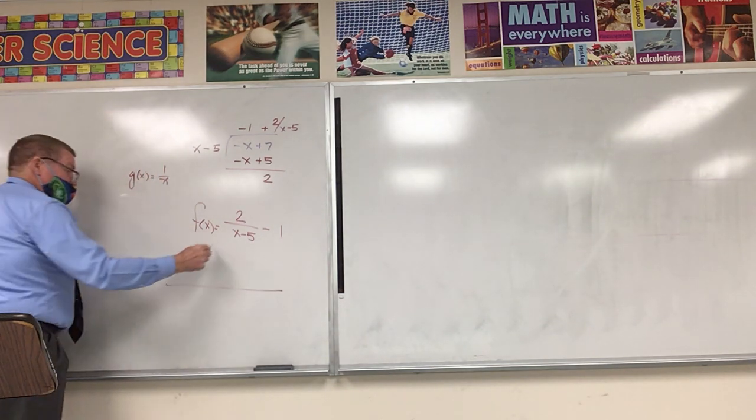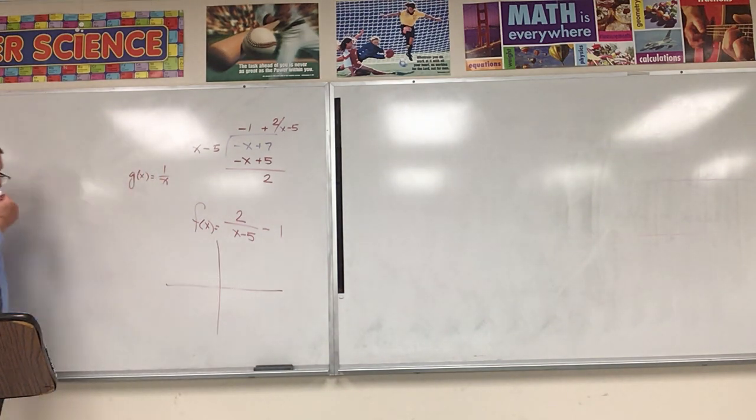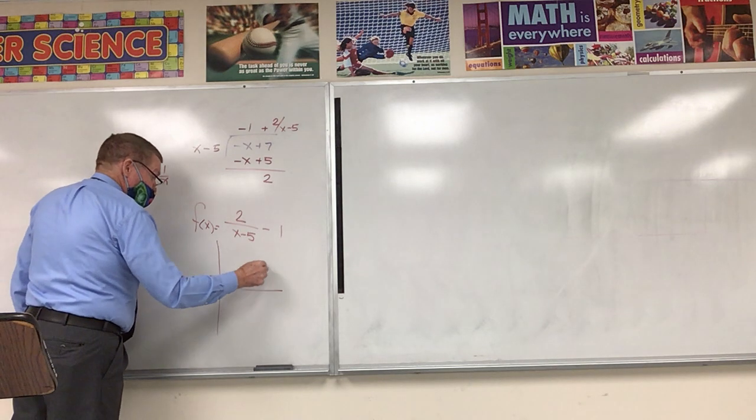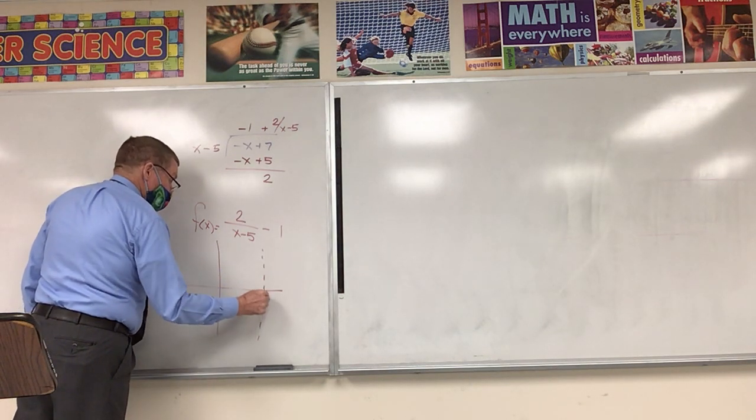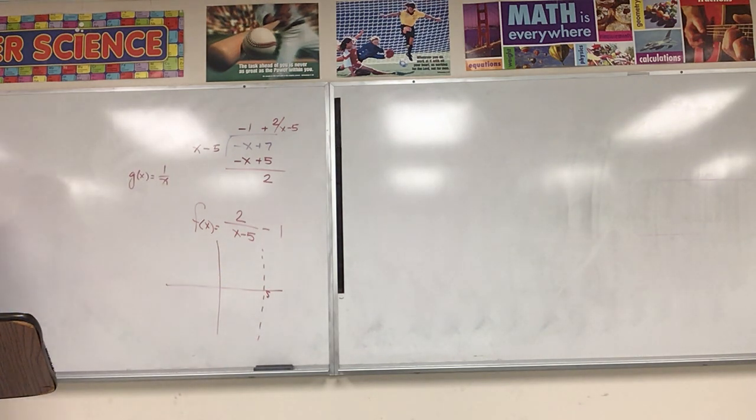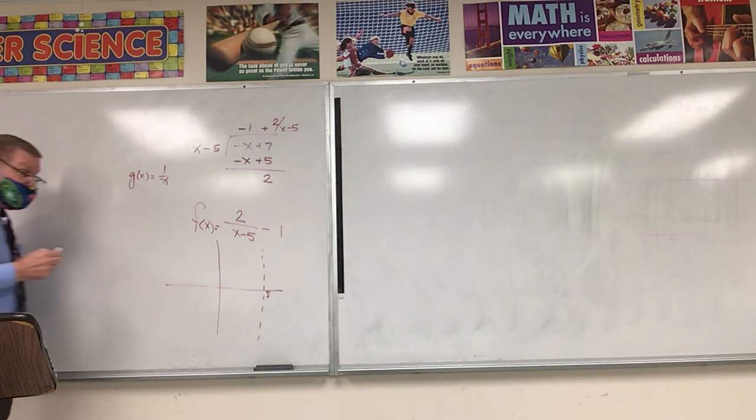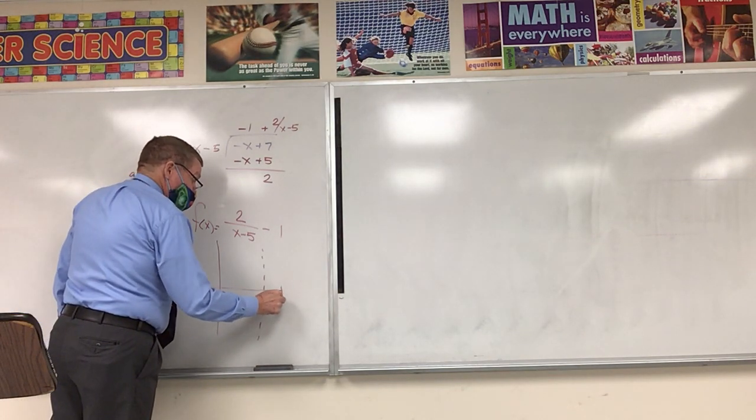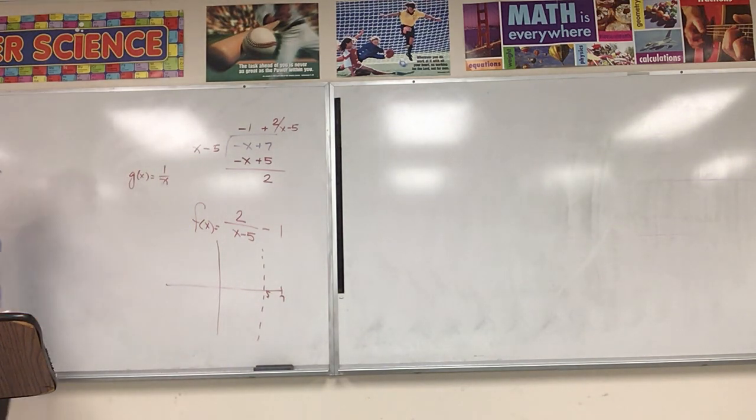Alright? Vertical asymptote at 5. Horizontal asymptote, where's my 0? At negative 1.